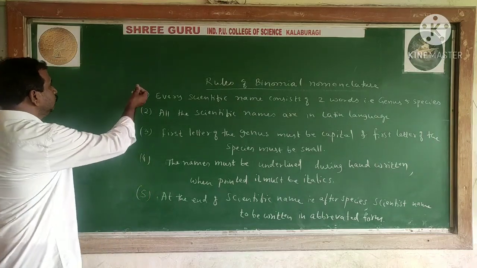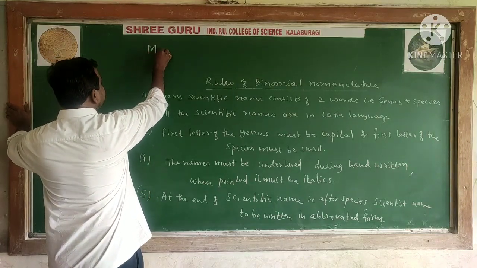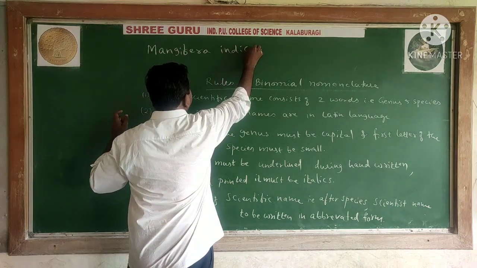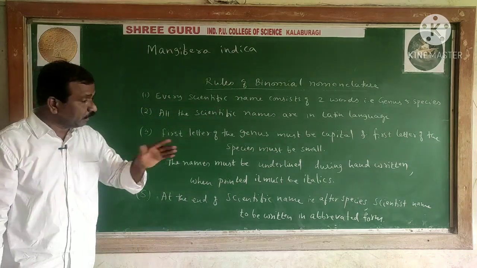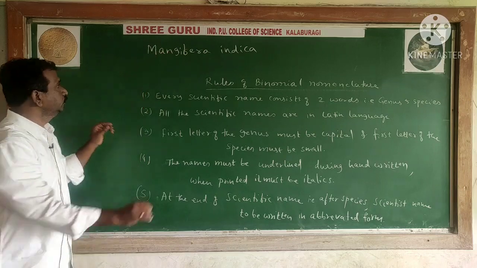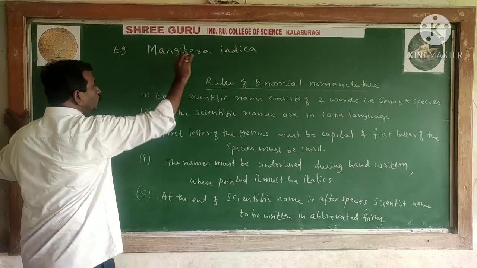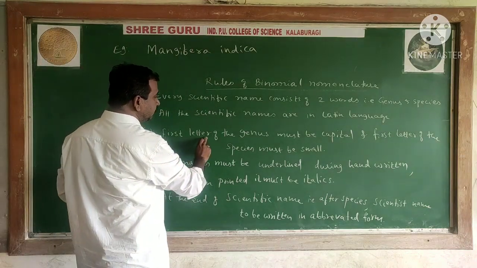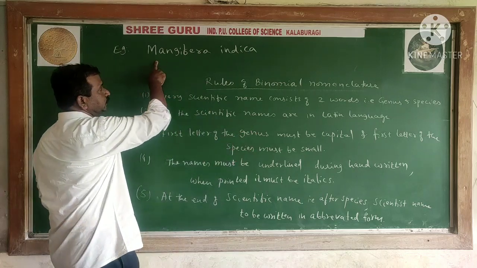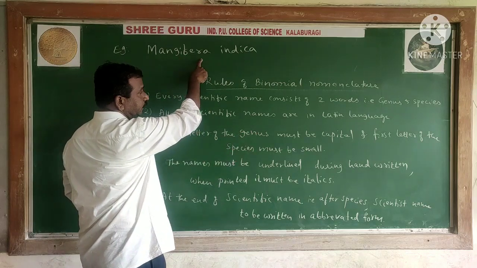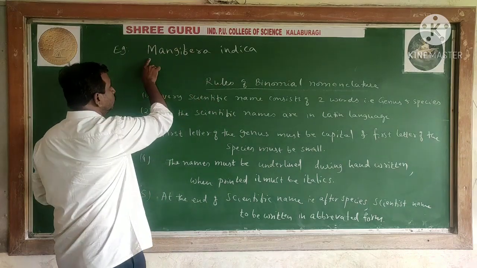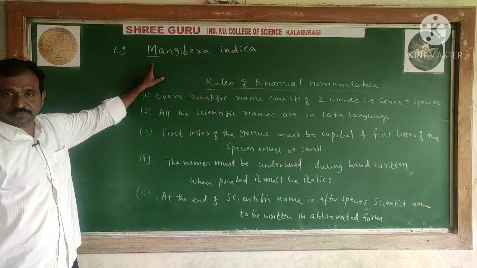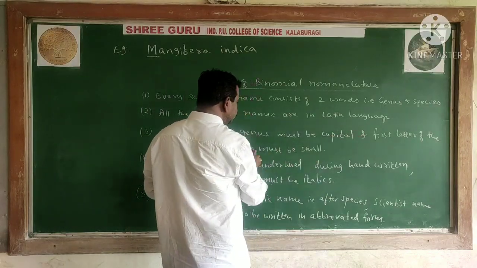Now one example, we can take one example, then we come to know that Mangifera indica, that is mango. We can fulfill whatever we have written here in this example. Mangifera indica, andre mango. This is commonly called as a mango. So now, first letter of the genus must be capital. First word genus, next species. So, Mangifera is the genus. First letter of the genus must be capital. Right, it is there. Next is, first letter of the species must be small.